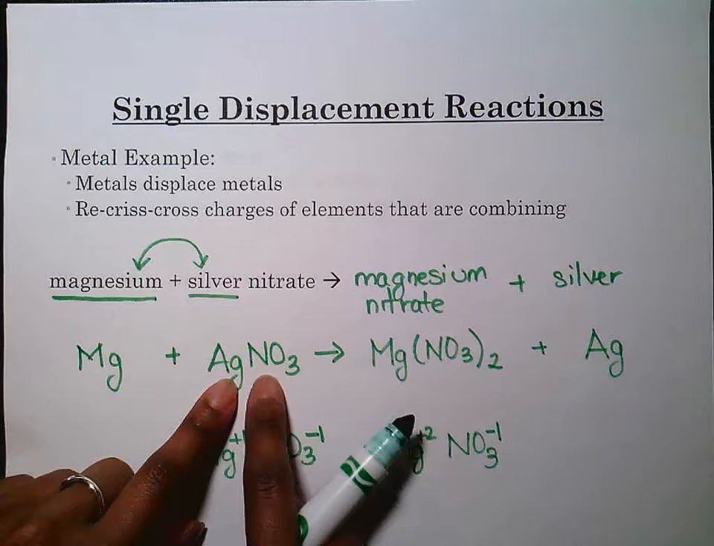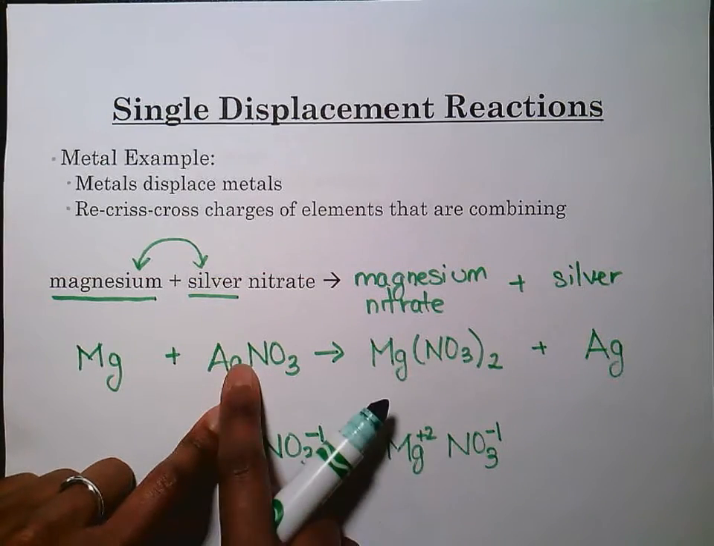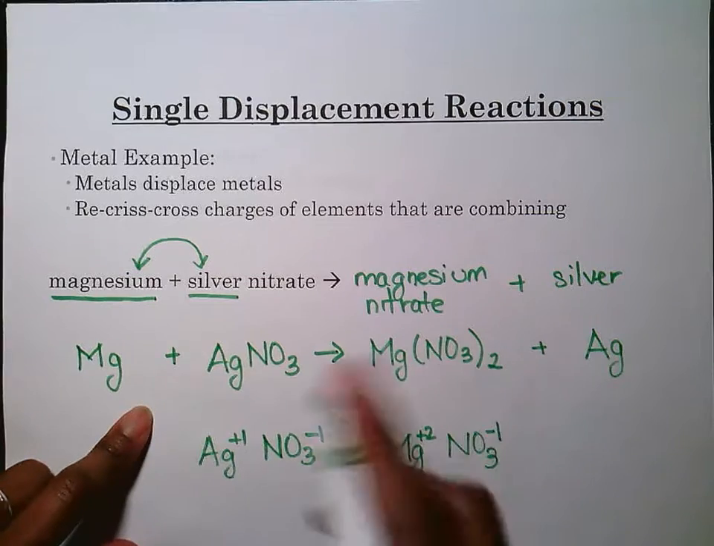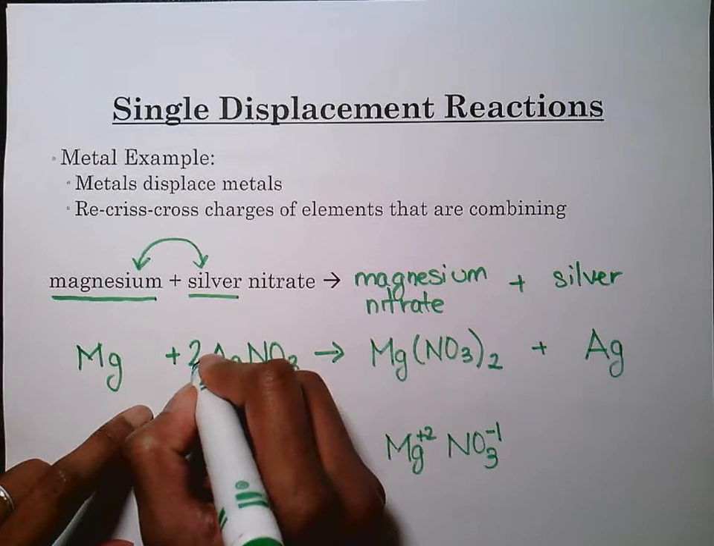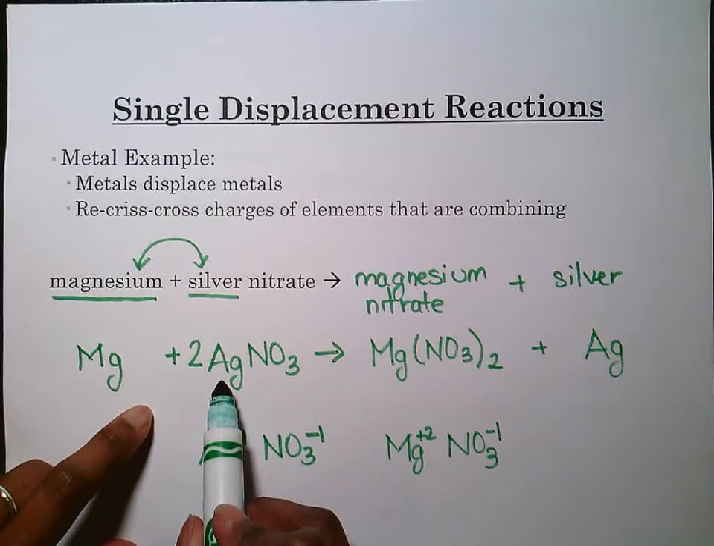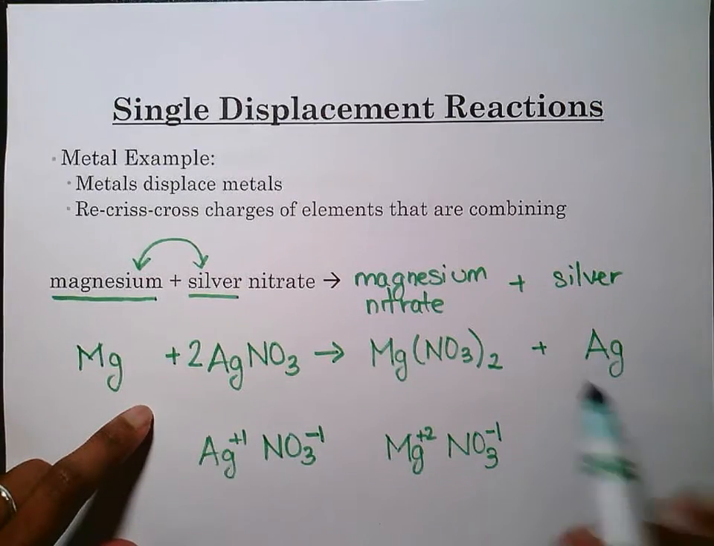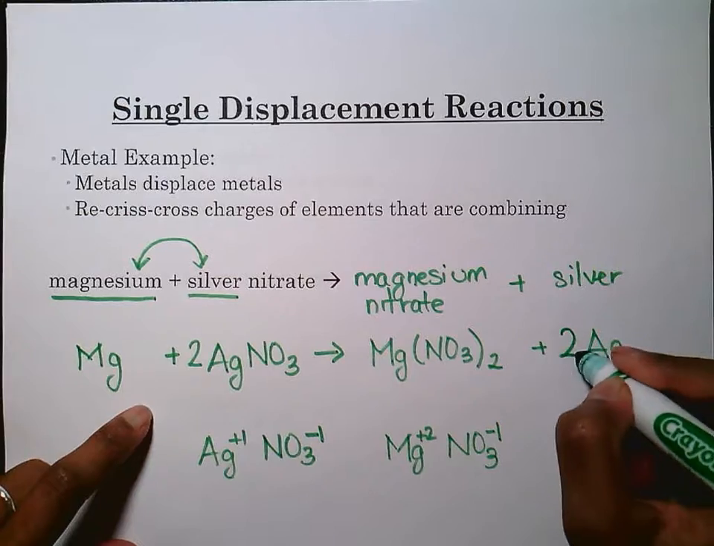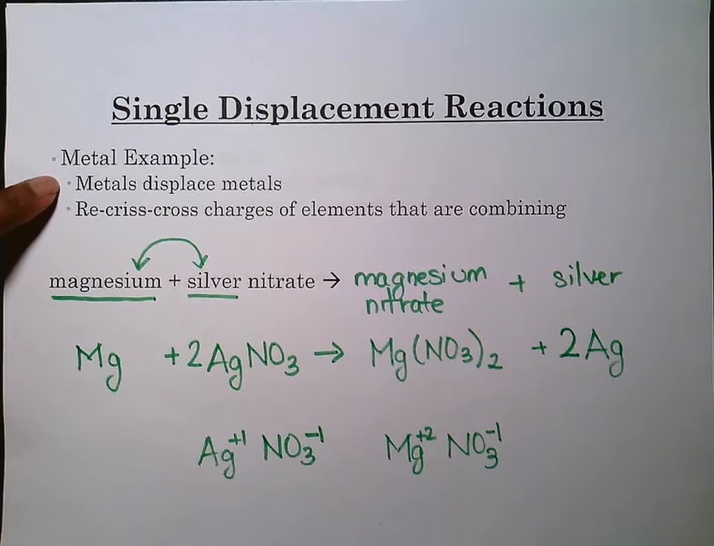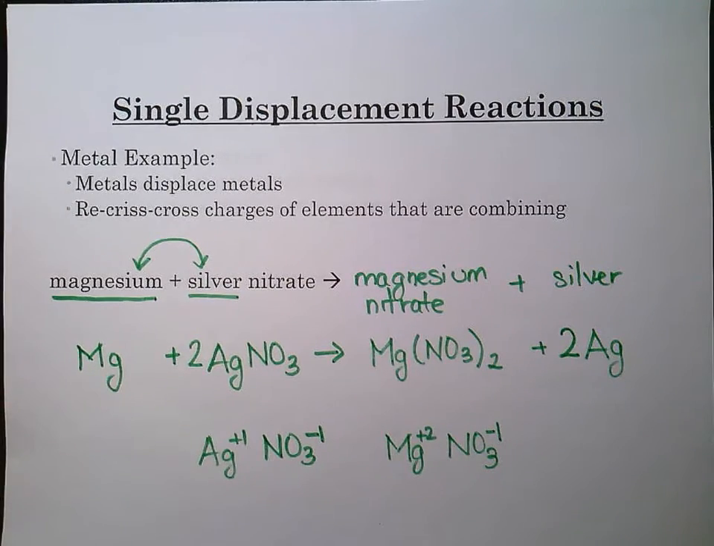Notice though, you have 1 nitrate here and you have 2 nitrates over here. So in order to balance, I'm going to need to put a 2 out in front of here. That now changes the number of silver atoms that I have, so I need to balance my silver and put a 2 out in front of here. So my equation is now balanced. And that is how you do a metal displacing a metal type of single displacement reaction.